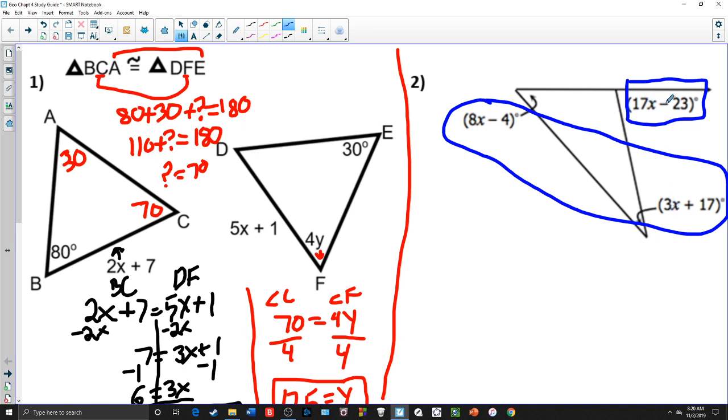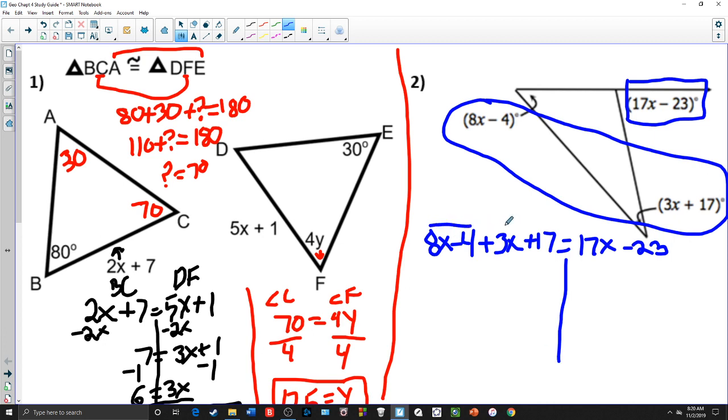So 17x minus 23 is equal to the sum of these two non-attached angles together. So it looks like this. The first angle, 8x minus 4, added to the second angle, 3x plus 17, is equal to the outside angle, which is 17x minus 23. So again, it's inside angle plus inside angle equals outside angle. Inside plus inside equals outside. You can just repeat that to yourself to get it down if you need to.